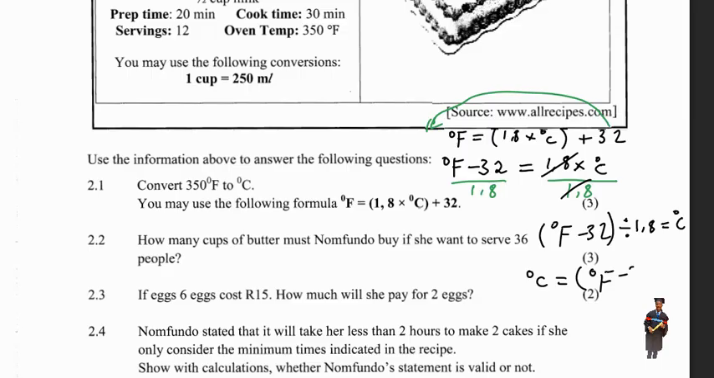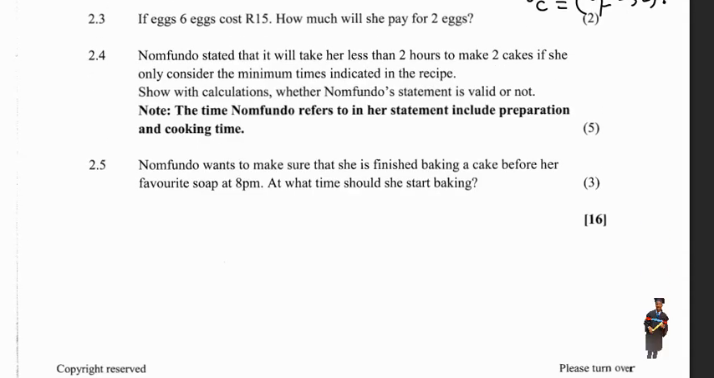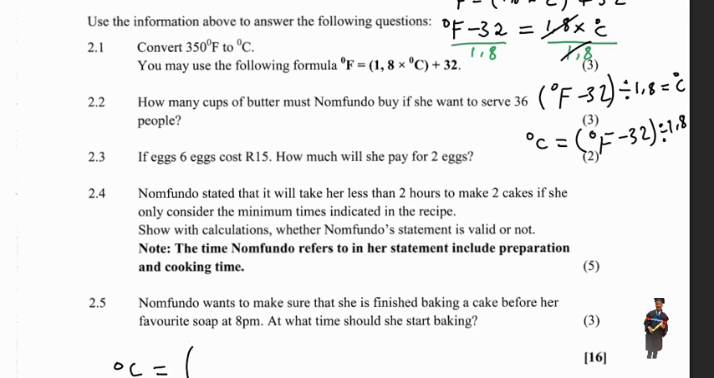Degrees Fahrenheit minus 32, then divide by 1.8. Okay, and this formula is the one that is going to give us what we call the degree Celsius. Okay, the value of the degree Celsius. Okay, let's continue here, because we are going to say degrees Celsius is equals to, and then we substitute the Fahrenheit that we have been given.